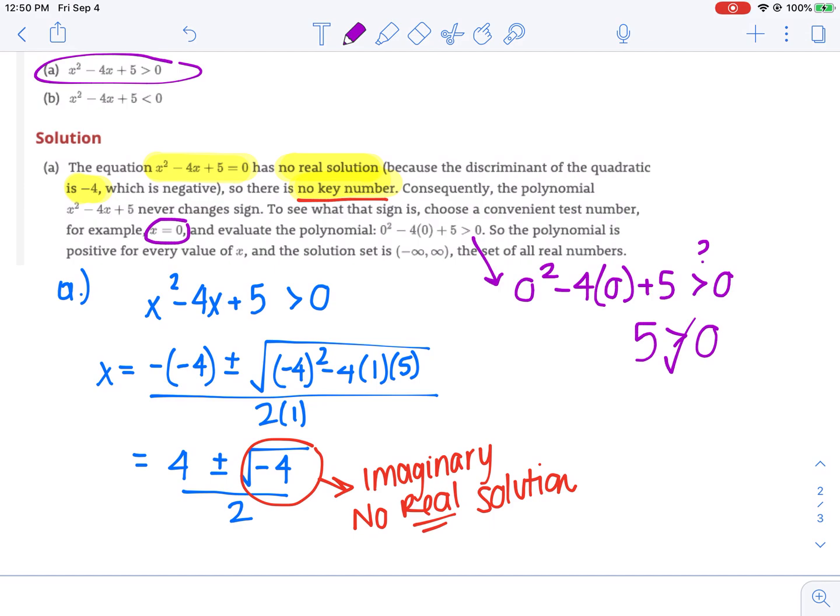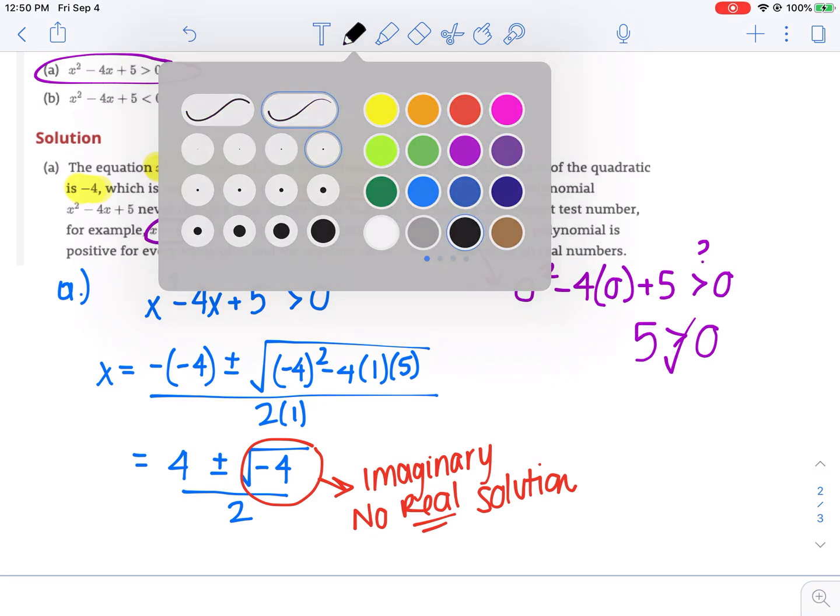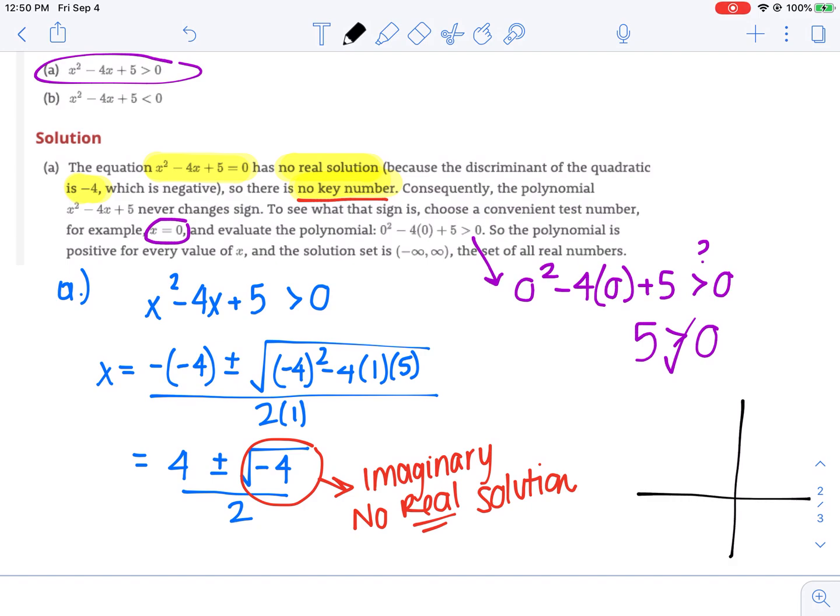So that means every single value is greater than 0. That whole graph will be greater than 0. It would look something like so. No key points because of this negative square root, and it is positive because part A is true. If you plug into part B, you'll see that it's false, a sad face, which means there'll be nothing below the x-axis.